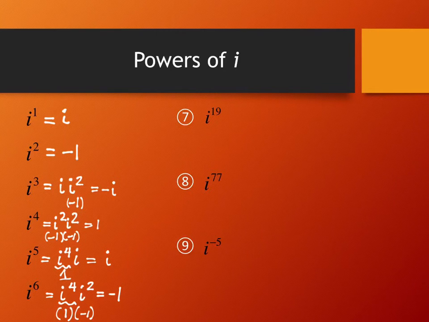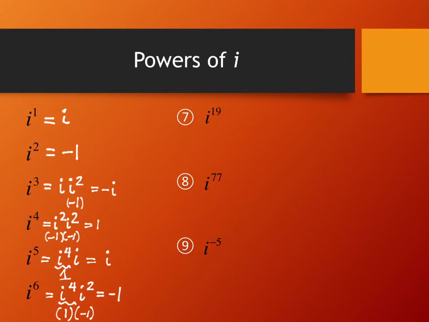Okay, so i to the 19th, you can keep breaking it down. But instead of breaking it down and considering this pattern, it's far easier to look for the number 19 and figure out where the closest multiple of 4 is. So what's a nearby multiple of 4 to the number 19? 20. But we need it to be smaller, so 16.